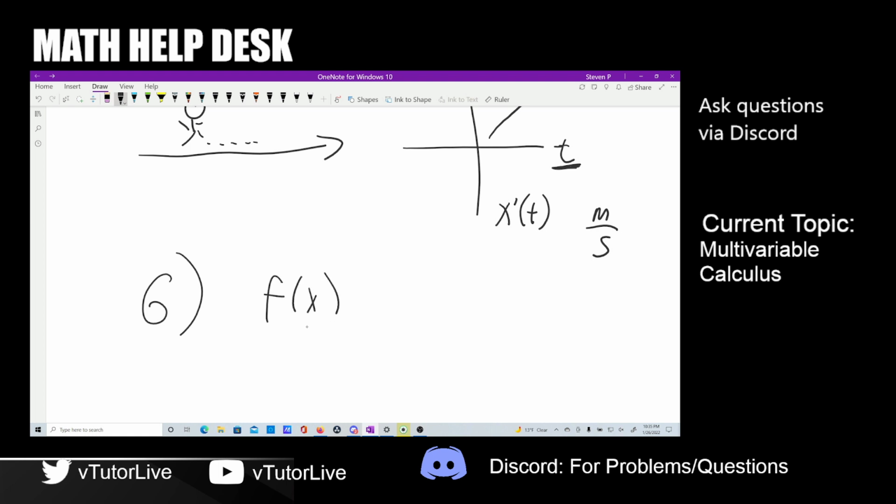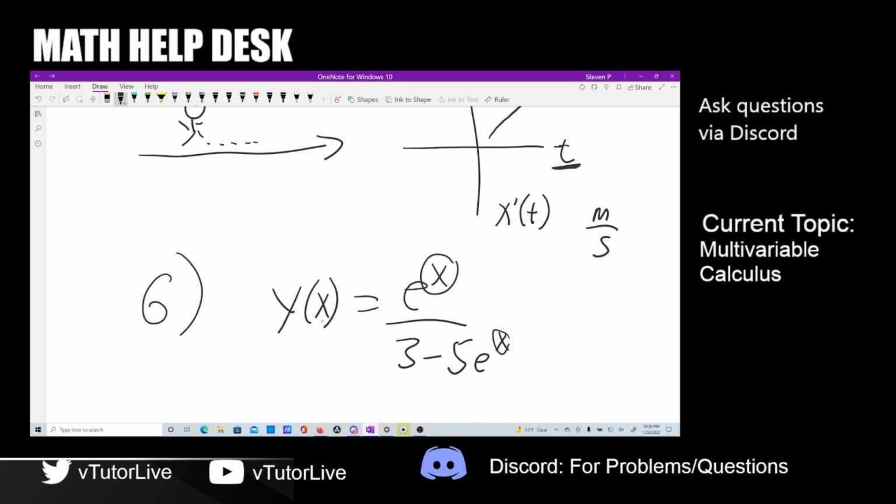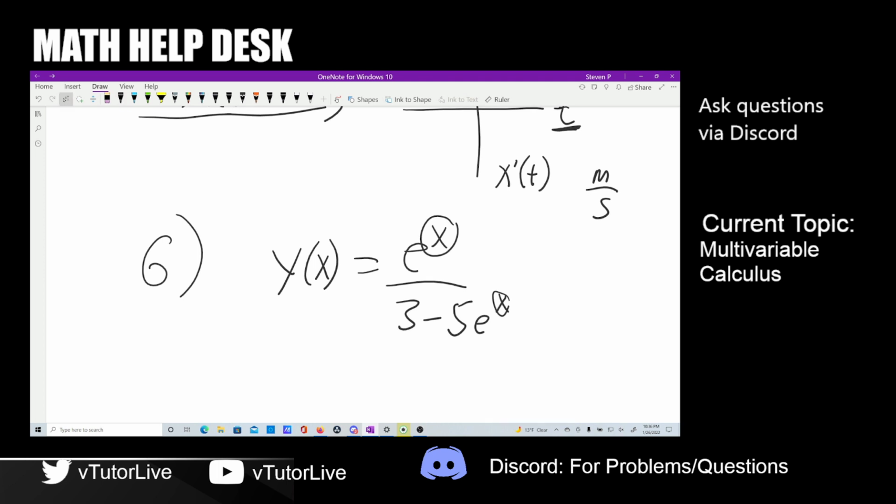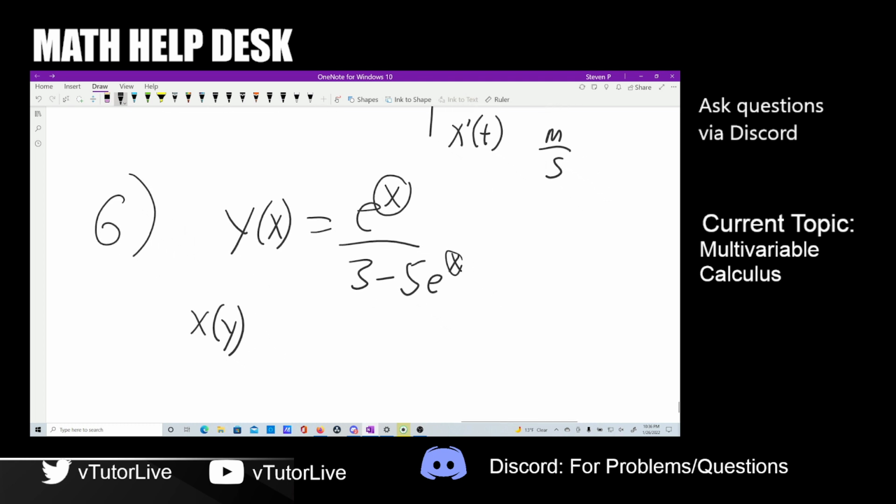But f of x, if they ask you to find the inverse of a function, questions like these are sometimes hard because it's sometimes really, really hard to isolate x. But the point of this problem is, let's rewrite this as y of x. Given y in terms of x, the inverse is asking you to find x in terms of y. To do that, we basically just got to group up x and isolate x.